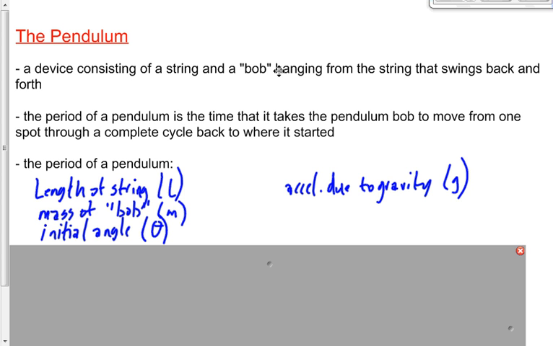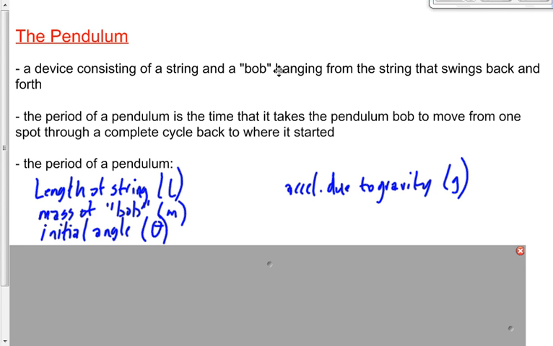The period of the pendulum on Earth is different than the period of the pendulum on the moon. The period of the pendulum, in fact, in Vancouver, is different than the period of the pendulum on the top of Mount Everest. A clock that works via a pendulum like a grandfather clock should actually be calibrated to your altitude.